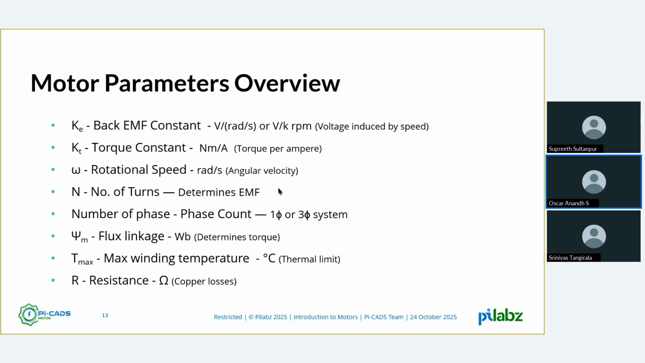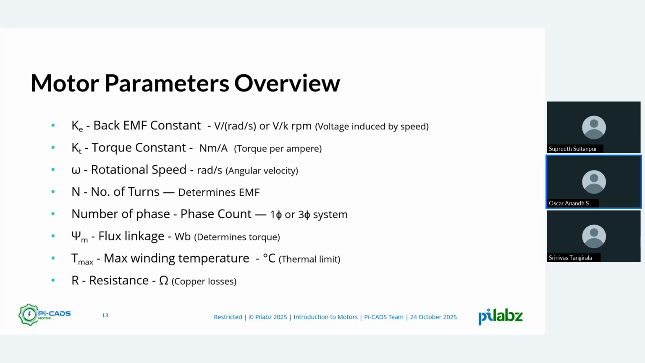Three phase motors are smoother and more efficient comparatively. And the next thing is flux linkage. This shows how strongly the magnetic field links with the winding. Tmax is the safe heat limit of the motor winding. If it is exceeded, the motor insulation can get damaged.